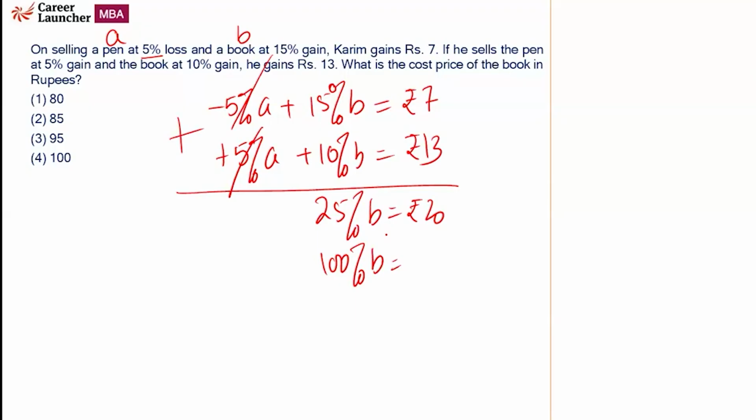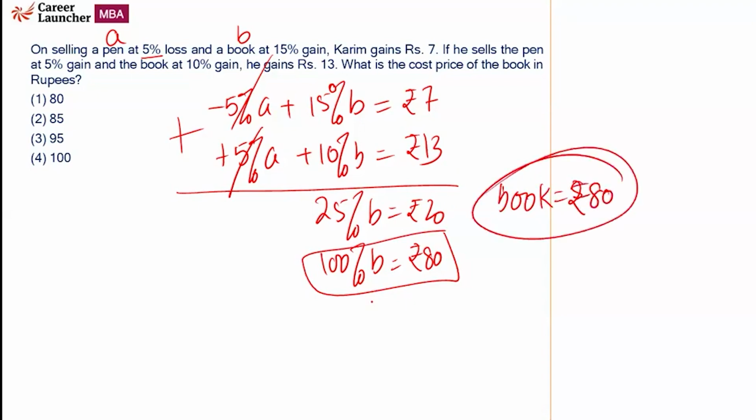That means it should be 100% of this. Everything is complete in itself. Everything is 100% of itself. It is not 110%. It is not 90%. Anything which is complete in itself should be 100% of it. I'll multiply both sides by 4. I'll say it is 80. So what was the cost price of the book? It was ₹80. I believe it is clear.